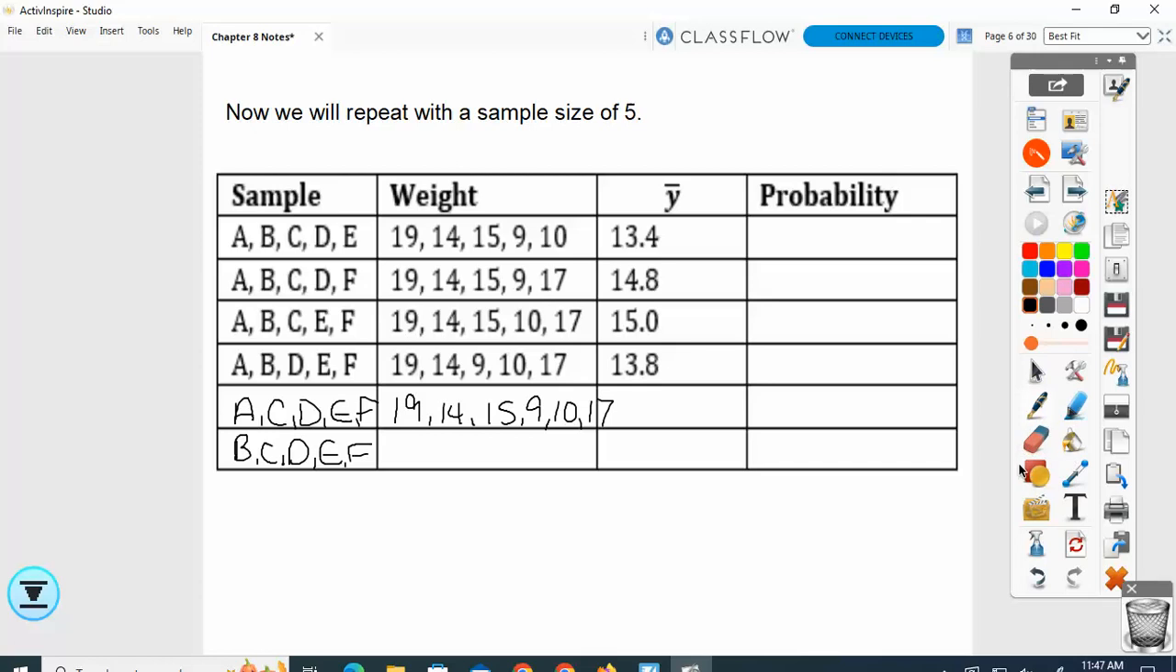I wrote down the wrong thing here. Don't do what I wrote down. I wrote down the wrong weight. Let's see. Okay, left up. So we have 19, 15, 16, 10, and 17. I think I wrote down all of them instead. Alright, so this one we get 14. And without these.